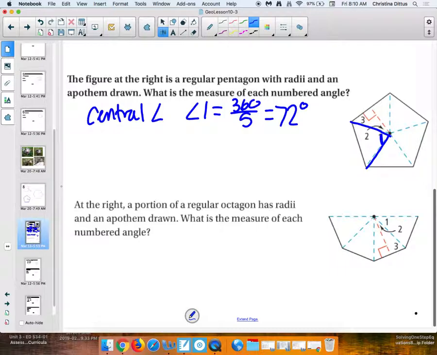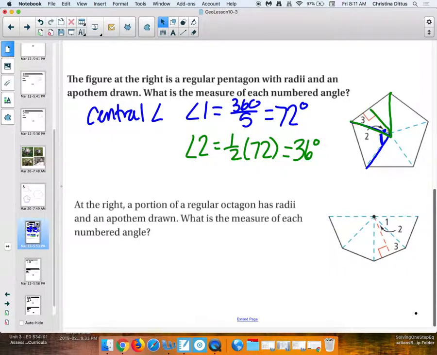How do you think I find angle 2, which is just this little slice? Half it, yeah. Because this angle is the same as our central angle, a different one. So that has to be 72, and then this is cut in half. So to find angle 2, we're just going to take half of 72, our central angle. 36.